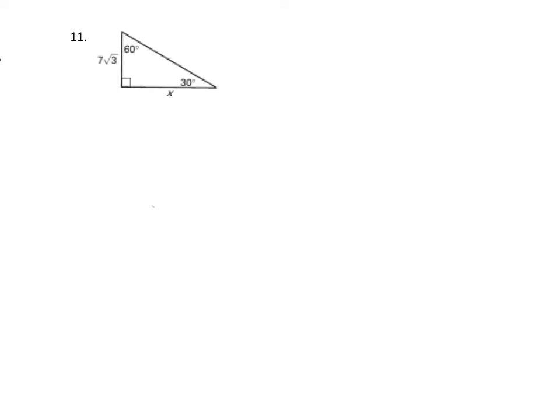For example 11, let's start off and label our parts. It looks like they give us the short leg. That's 7 radical 3 because that's across from the 30. They don't give us the hypotenuse, but they're not actually asking for it in this case. I'm really only looking for x, which is the long leg.